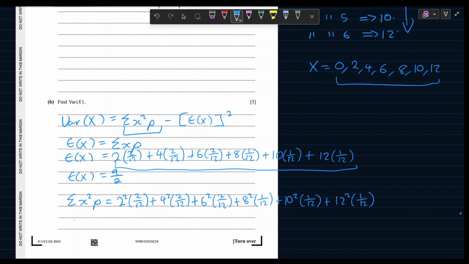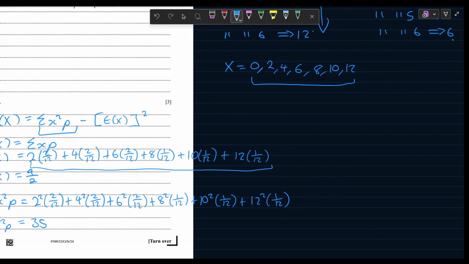Okay, so the summation of x squared p is equal to, let's punch that into the calculator, 2 squared times 2 over 12 plus 4 squared times 2 over 12 plus 6 squared times 2 over 12 plus 8 squared times 1 over 12 plus 10 squared times 1 over 12 plus 12 squared times 1 over 12, and this gives us 35.